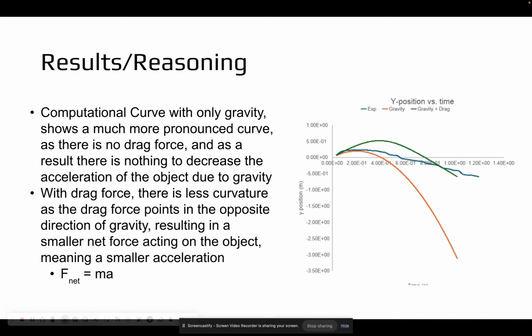So our results found that the computational curve with gravity only showed a much more pronounced curve, as there is no drag force, and as a result there is nothing to decrease the acceleration of the object due to gravity, whereas with the drag force there is less curvature, as the drag force points in the opposite direction of gravity, resulting in a smaller net force acting on the object, which means a smaller acceleration. As you can see in the graph, the orange line depicts the gravity only, whereas the green line, which is much more similar to the experimental value, depicts the gravity plus the drag.